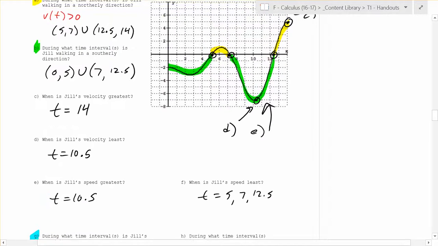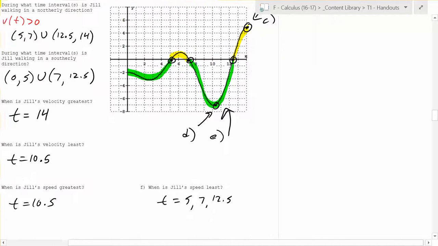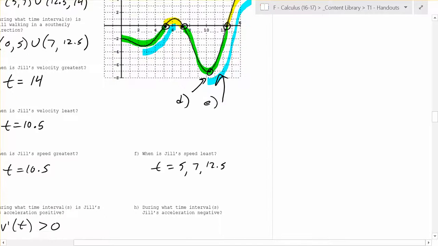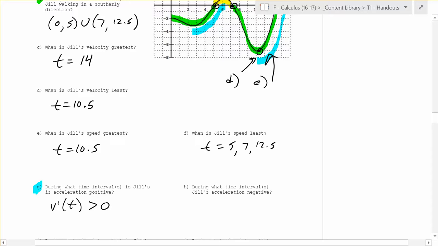Where is the derivative of velocity greater than 0? When that is increasing. So that's going to be from here to there, and from there to there, the blue. Does everybody see that? That's where the velocity is increasing. So what time interval is that? 2.8 to 6.2. Yeah, that's good. And where else? 10.5 to 14. Exactly.